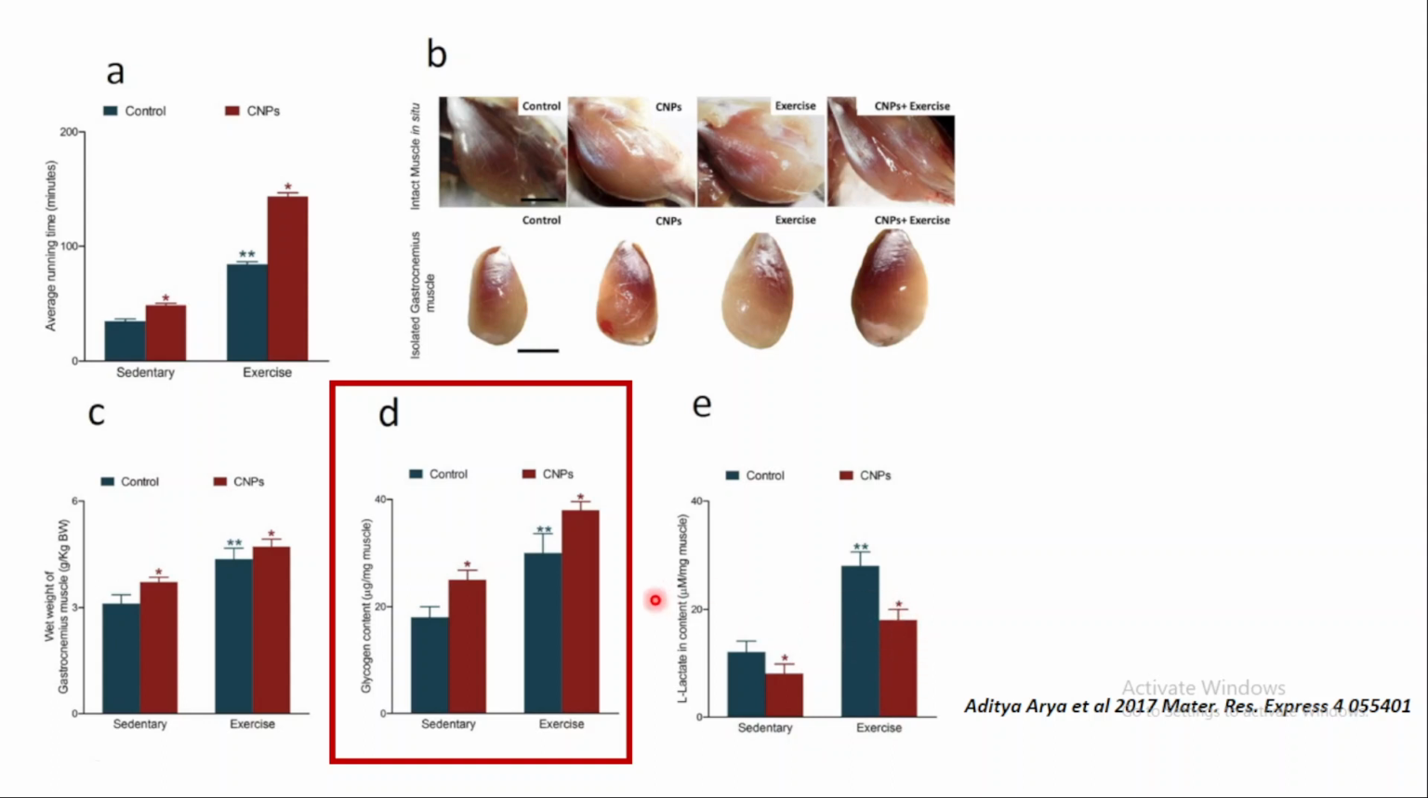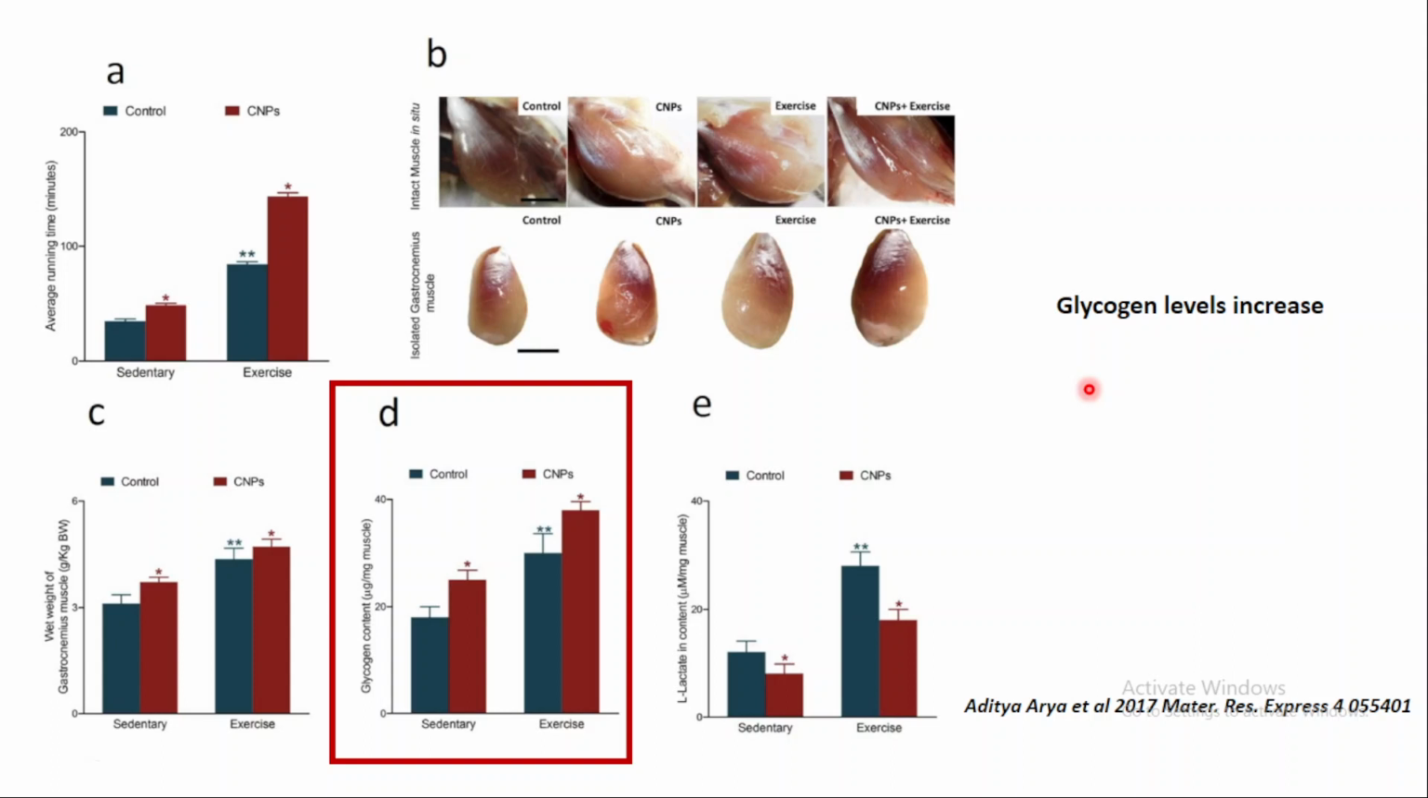So application of ceria nanoparticles to mice muscle showed improved results: increase in glycogen, increase in running time, increase in muscle mass, and decrease in harmful lactate levels. So in summary, the answer we were looking for is that glycogen levels increase when ceria nanoparticles are given to mice and the mice are made to run.